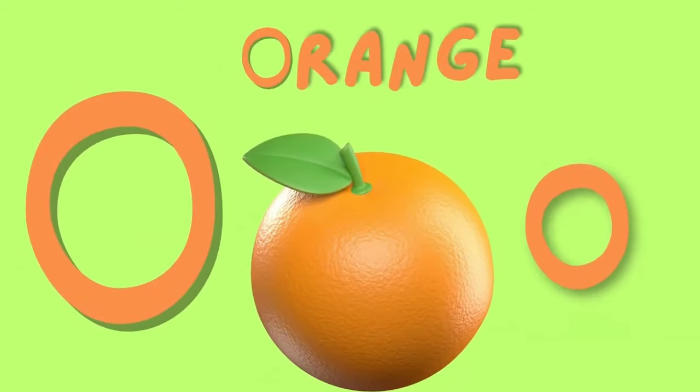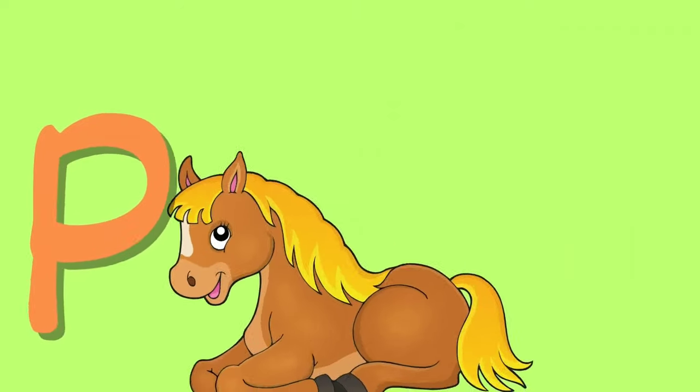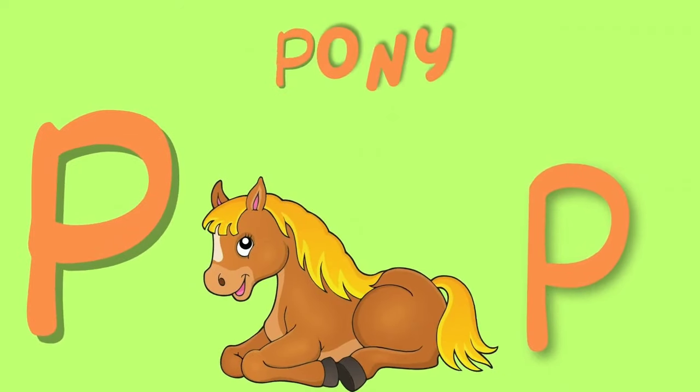O is for orange. This is an orange. P is for pony. This is a pony.